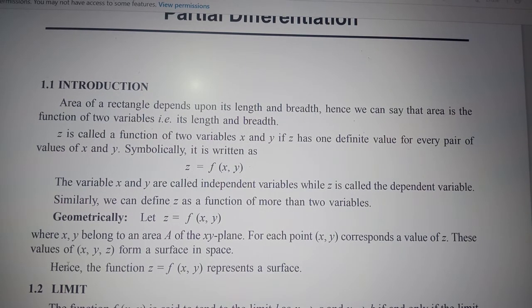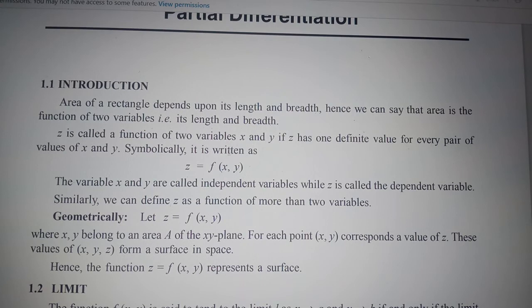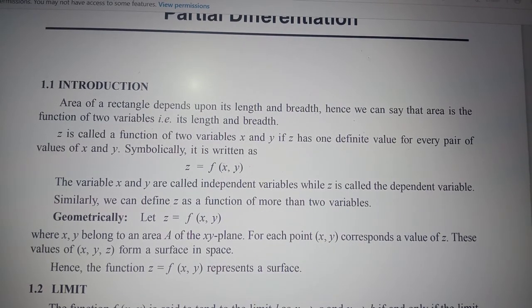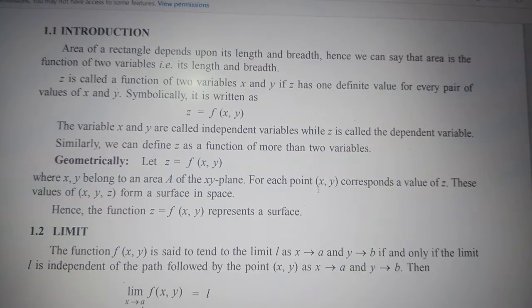The variables x and y are called independent variables while Z is called the dependent variable. X and y are called independent variables and Z is called the dependent variable.